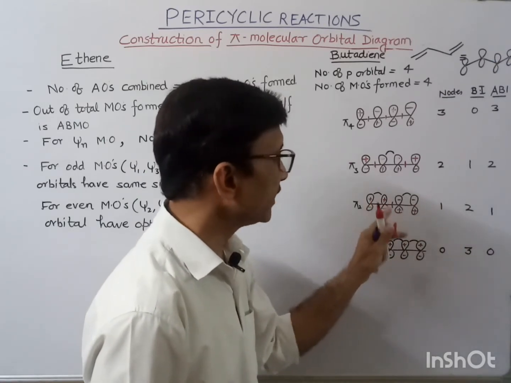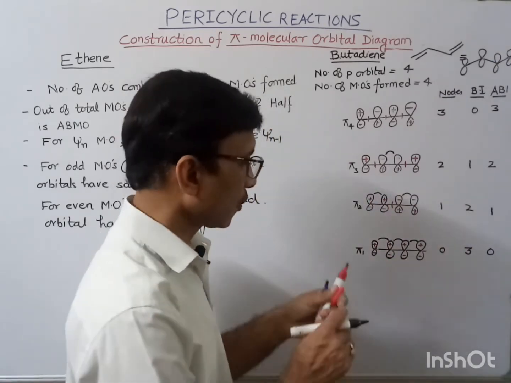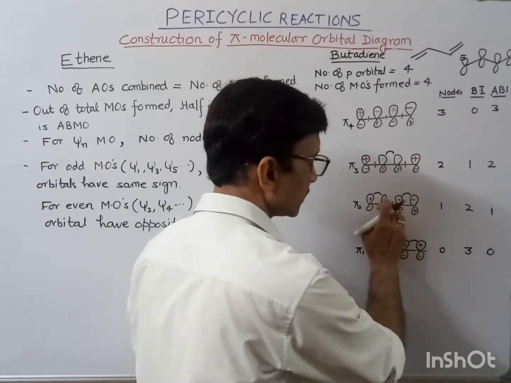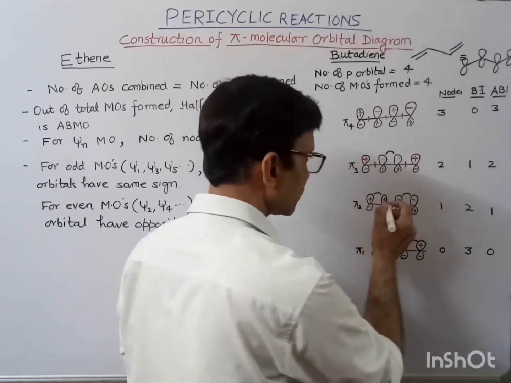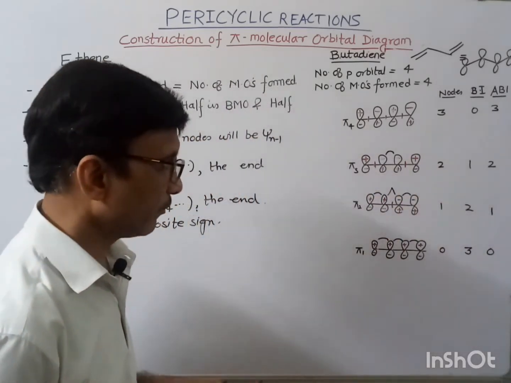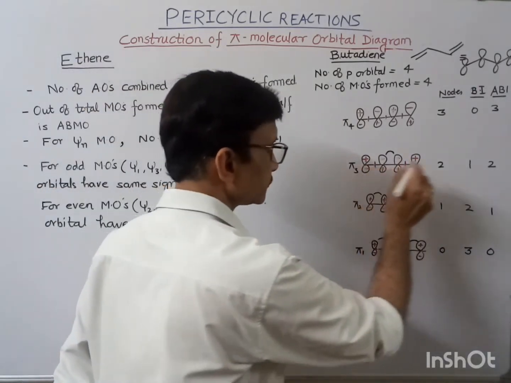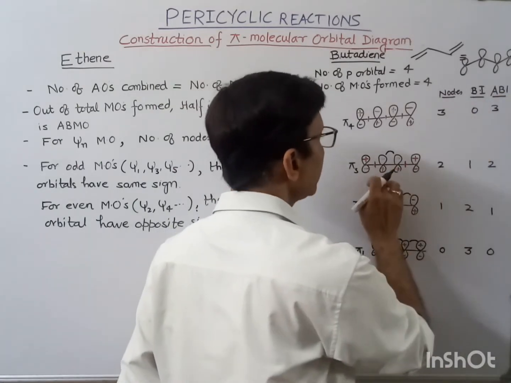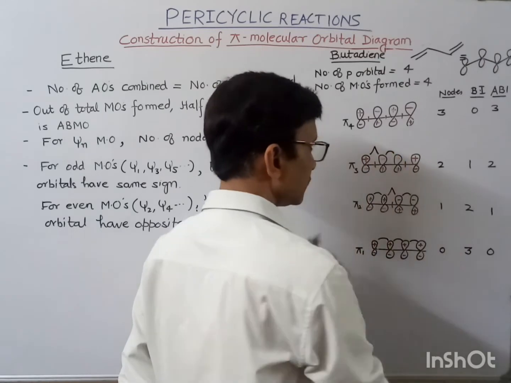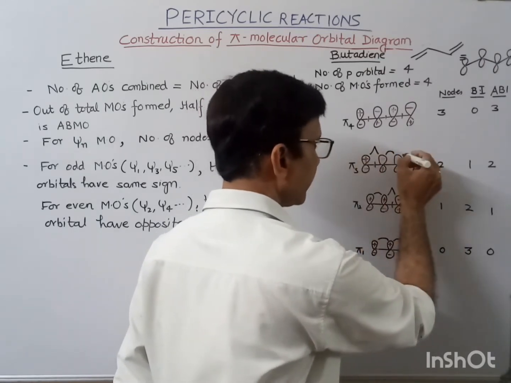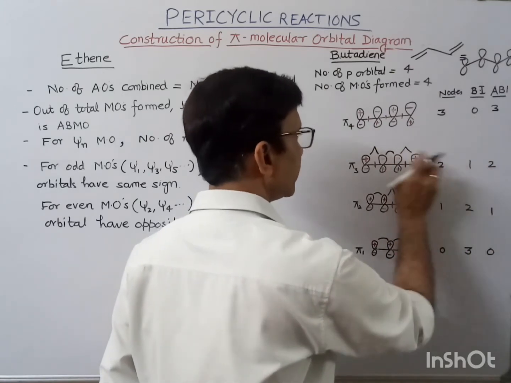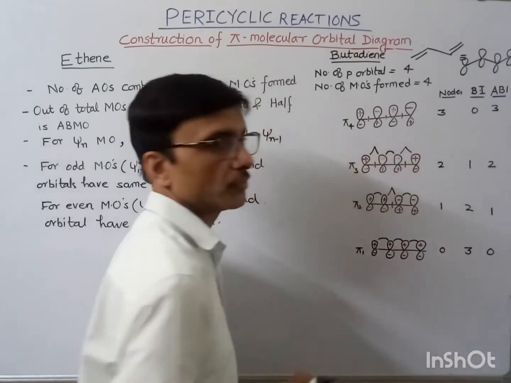Here, anti-bonding interaction is only between these two middle orbitals, that is plus minus. Only one anti-bonding interaction. And here, anti-bonding interaction is between the first and the second, plus minus, and the third and fourth. So two anti-bonding interactions, 1 and 2.